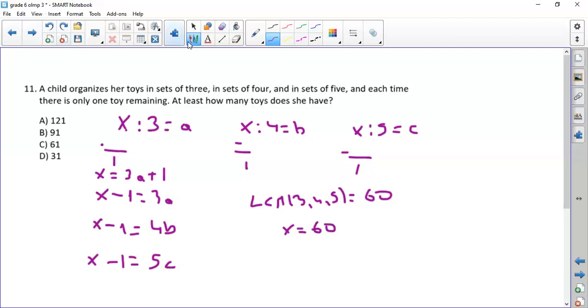X minus 1, not X. X minus 1 is 60 or a multiple of 60, which means the number that we are looking for is 61, because it is the least value. We can have 121, or we can go 181 and so on. It means the multiples of 60 plus 1 will give the answer to this problem. But we need the least one, and for the least one, we know how to find the least common multiple. So this one will be the answer.